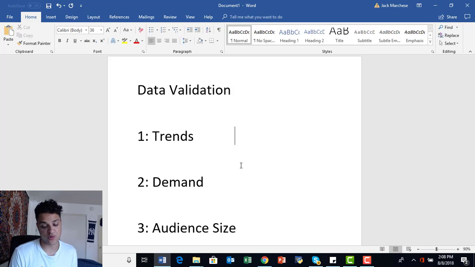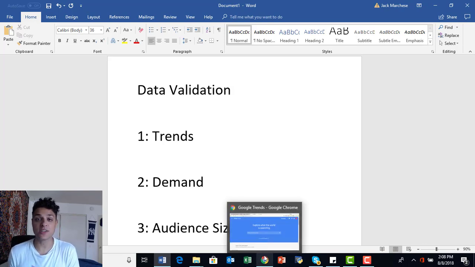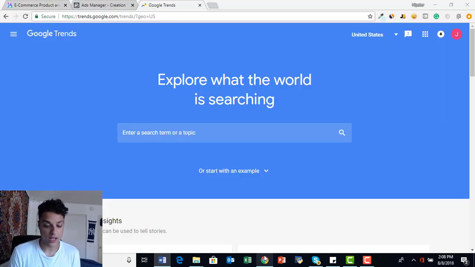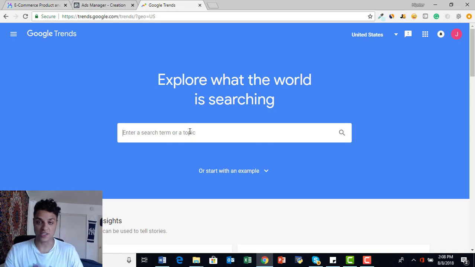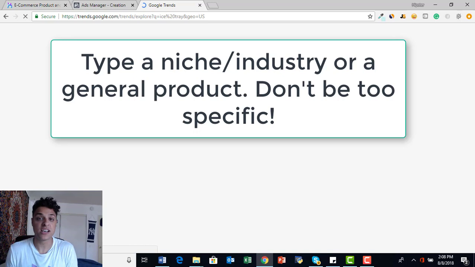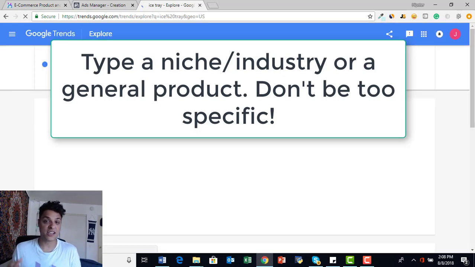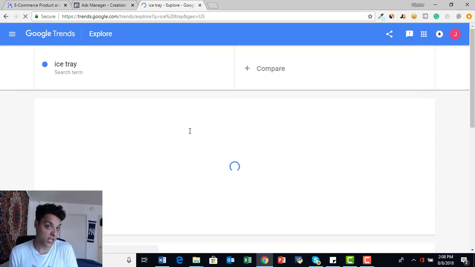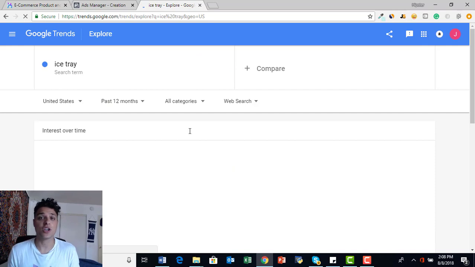So the first thing is trends. If you find that product, we're going to stick with that ice mold, for example. We're going to go to Google Trends, which is 100% totally free. I'm sure most of you are familiar with this tool as well. You're going to type in just ice tray. You don't want to type in anything on Google Trends that's too product specific, like grenade, ice tray mold, because there's not going to be many searches for it. You're not going to get any results that look like they're quality because it's just going to be too niche. You want to type in general products or just general industries.